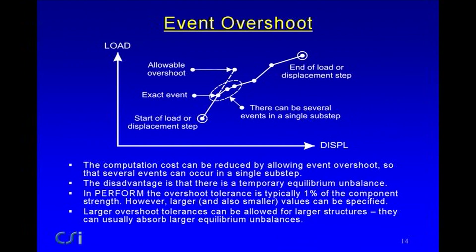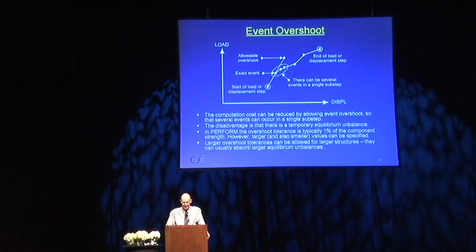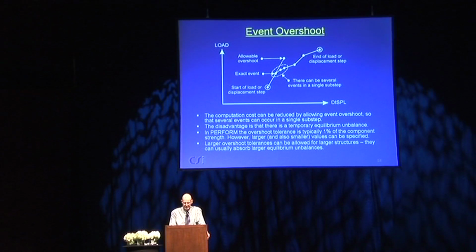Typically in Perform, the overshoot tolerance is small, 1% of the component strength, and so you hardly see it. But you have an option in Perform to increase the overshoot tolerance to as much as 20% of the component strength. And usually if you have a complicated structure, I recommend you do that, because it's got more ways in which you can redistribute the load, and you can usually get away with a larger overshoot tolerance and save yourself a significant amount of computation time. This applies both to static pushover and to dynamic analysis.